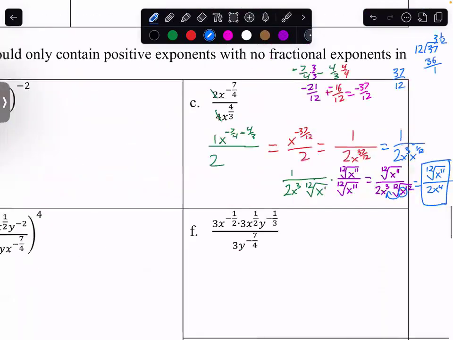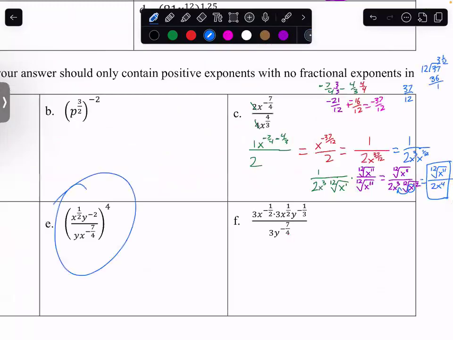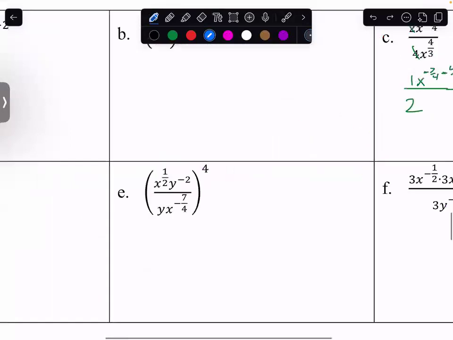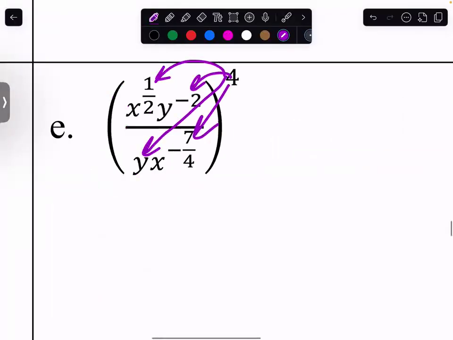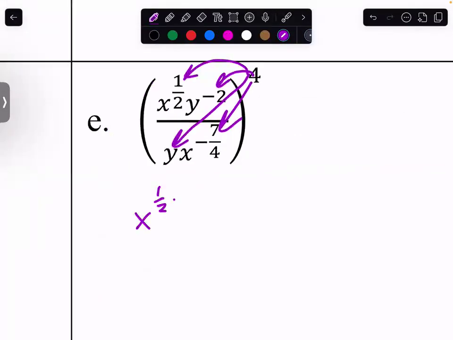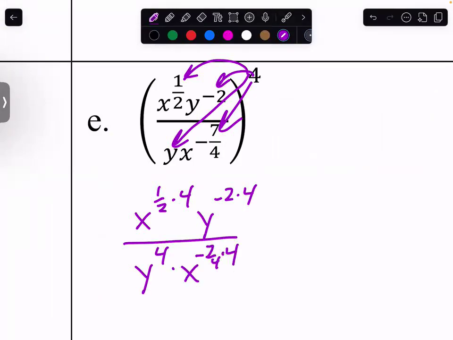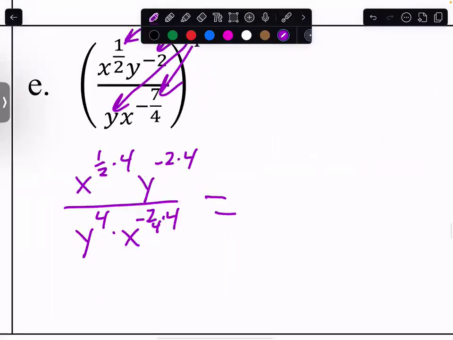Okay, and then lastly, I'll do letter E. This one looks really complicated. You got fractions everywhere, you got negatives everywhere. But actually, it's not that bad if you distribute out the 4 first. So now this affects both the numerator and denominator because the whole fraction is within parentheses. So every single part, the exponent gets multiplied by 4. Okay, but that's actually good because that'll cancel out these denominators.